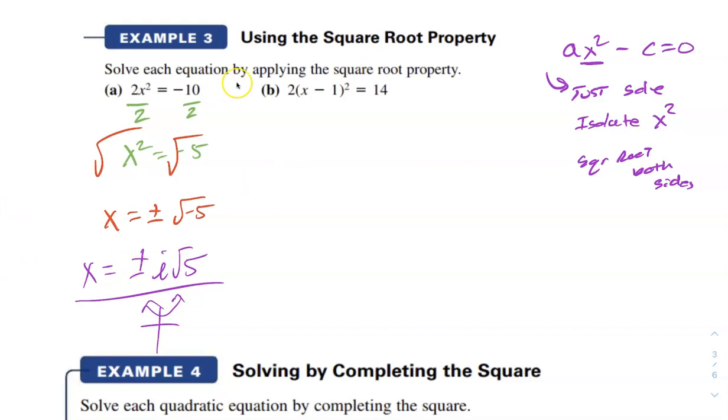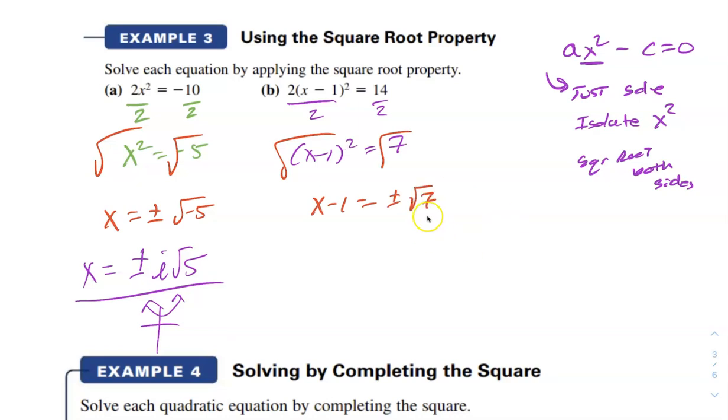Next one. Now, same idea here. We want to isolate the square part. So let's divide by that 2. I get x minus 1 squared equals 7. Now I can't do anything else besides square root it, to get rid of that square. So I get x minus 1 equals plus and minus rad 7.